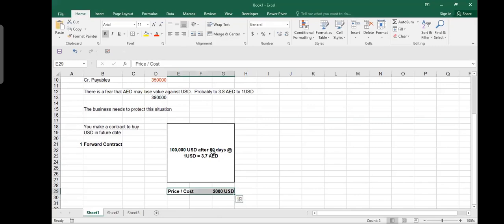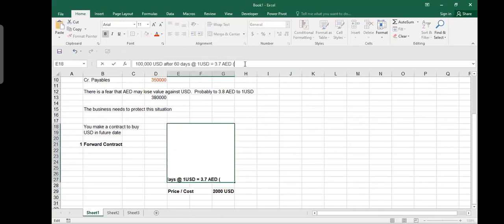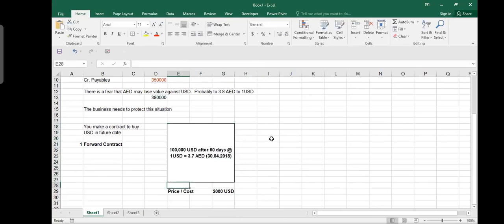So this is 100,000 USD after 60 days. Then what happens? You are coming closer. The date of the contract execution is 3/4/2018 because this is the date when you need the cash. Then comes 20th of April 2018. The market price is like 1 USD equal to 3.9 AED, let's suppose.